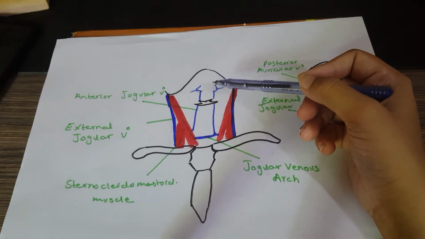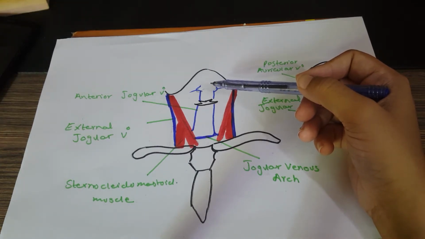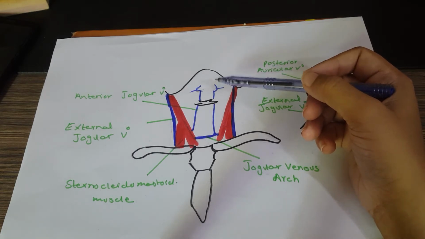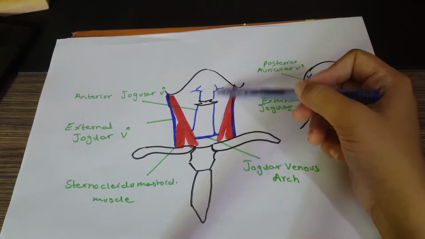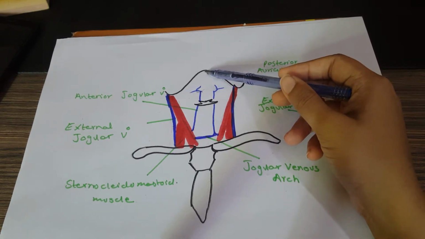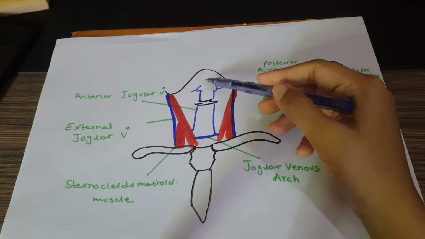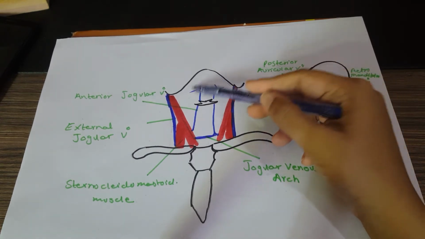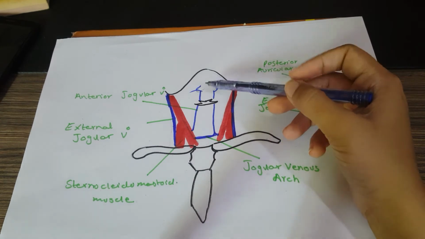After removing the skin, there comes the superficial fascia. We have already discussed the platysma muscle and its nerve supply. Now we are going to discuss the anterior jugular vein. The anterior jugular vein is a vein that begins just below the chin, by the confluence of several superficial veins present in the submandibular region.